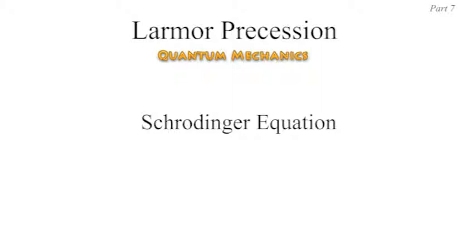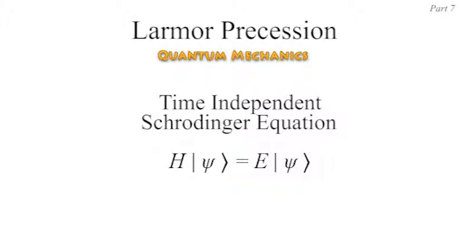They will also probably know that there are two forms of the equation. The simpler form is known as the time-independent Schrodinger equation, and it looks like this. As its name suggests, it doesn't depend on time. It's about systems which are static, or in physics parlance we sometimes say stationary.